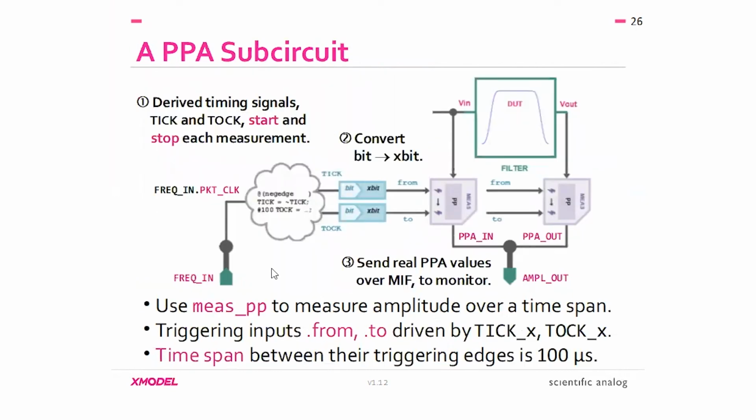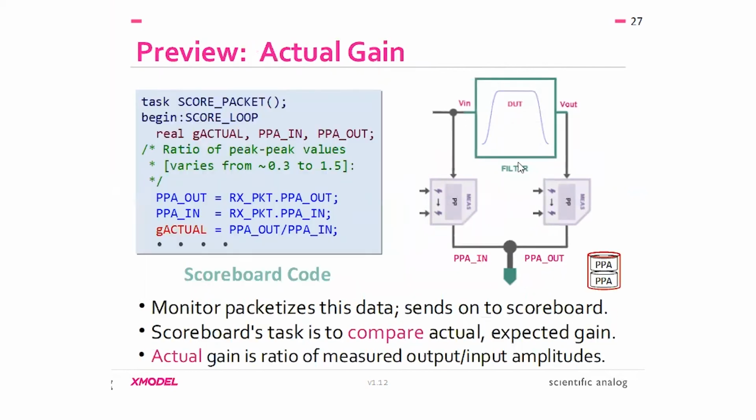So here's the complete peak-to-peak amplitude subcircuit, starting from the interface port, which brings in the packet clock. We have ordinary SystemVerilog code generating the bit type signals tick and talk, convert them, feed them to both measurement primitives, and that gives us the peak-to-peak amplitudes we need coming out of and going into the filter. We divide them to generate the actual filter gain. This is a preview of code we're going to look at in more detail in section 5 on the scoreboard.